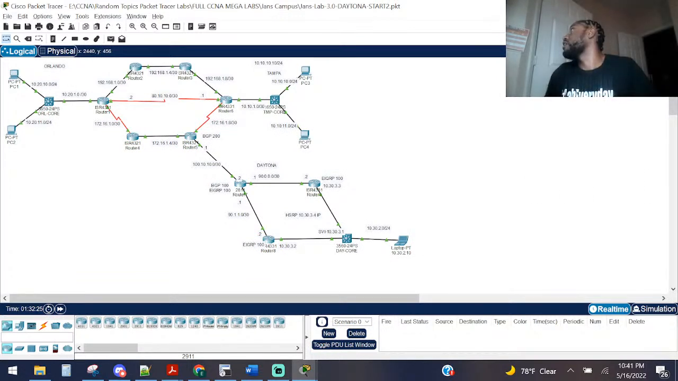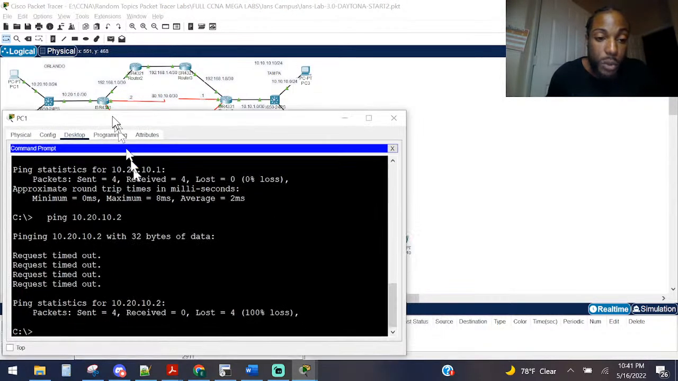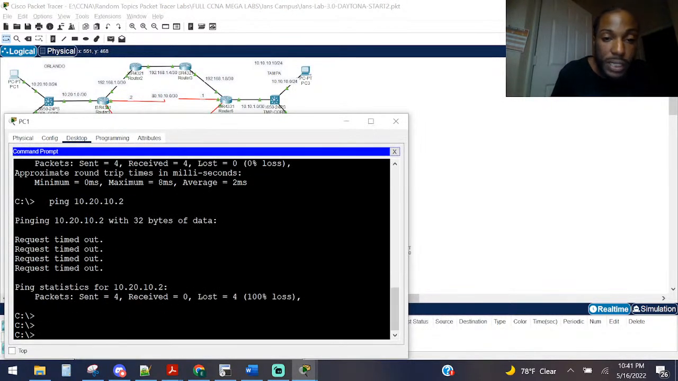They said to do a trace route from the PC. Let's see, another trace route from PC1 Orlando to laptop Tampa. Oh yeah, let's go ahead and do that. I don't know what I'm missing. I'm about to pull up the solution and see what we're missing and what I'm doing different.